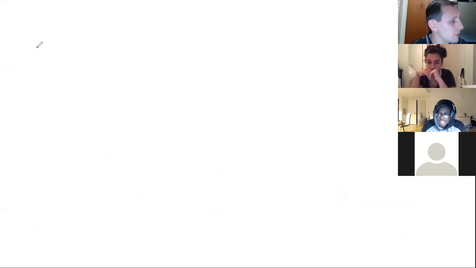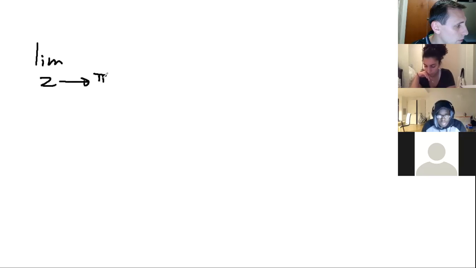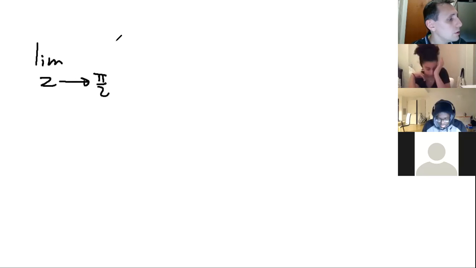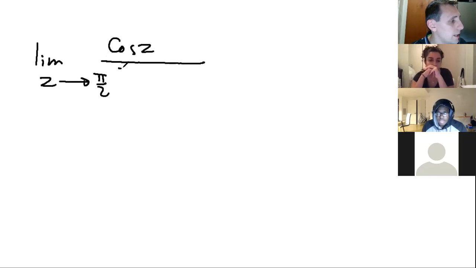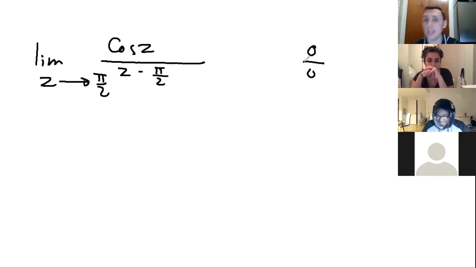Look at it, guys. Let me write it again. Limit as z goes to pi over 2, cosine z divided by z minus pi over 2. Doesn't it look familiar? What is cosine of pi over 2? It's 0. Denominator is 0. Whenever you see 0 divided by 0, you think, aha, derivative. Definition of the derivative. Yes?